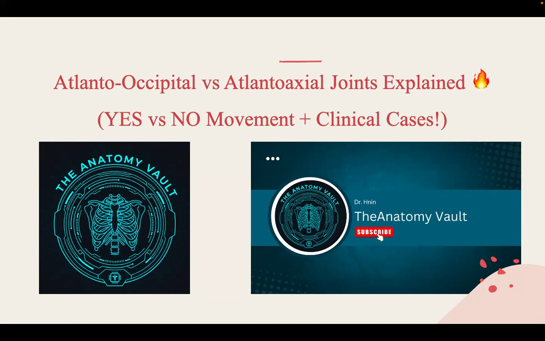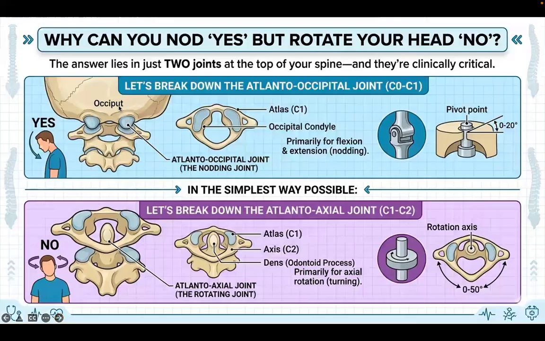Today, let's break down the atlanto-occipital and atlantoaxial joints in the simplest way possible. Why can you nod yes, but not rotate your head? No. The answer lies in just two joints at the top of your spine. They are clinically critical. These joints are the atlanto-occipital joint and the atlantoaxial joint.